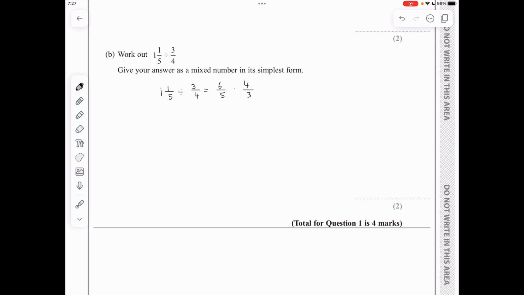Now we do have some simplifications. The 6 with the 3 leaves me a 2 and a 1. So this gives me 2 times 4, which is 8 over 5. The question was asking for an answer in mixed number form. So 8 over 5 is 1 and 3/5.